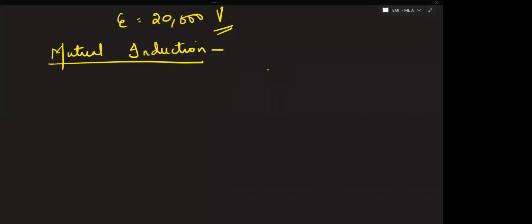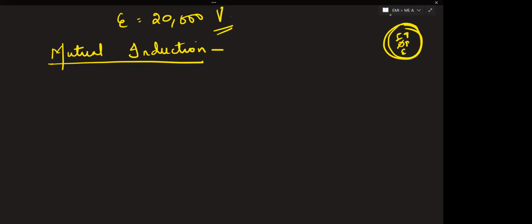Now, what is mutual induction? When induced EMF is generated here, it will be generated here also. But one more thing will occur: the change in current will occur in the neighboring coil. Two coils will be involved over here, not a single coil. In self-induction, there was a single coil: current changed here, flux changed here, EMF got induced here. In this coil only, all the phenomena occurred.